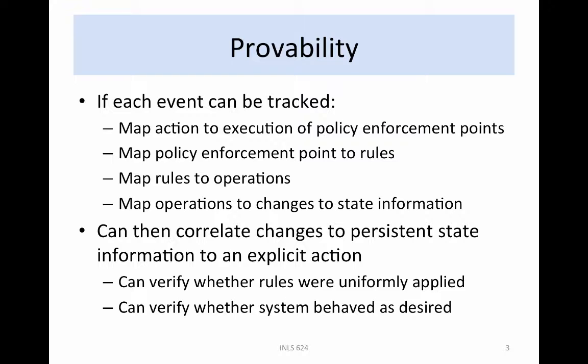The data grid administrator can then verify whether the rules were uniformly applied. Are there persistent state changes that overlap between rules? Are there inconsistent persistent state changes where rules compete with each other? One use of provability is to analyze the consistency of the policies that control actions.